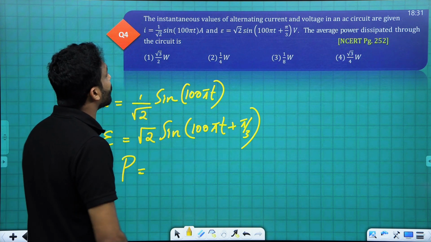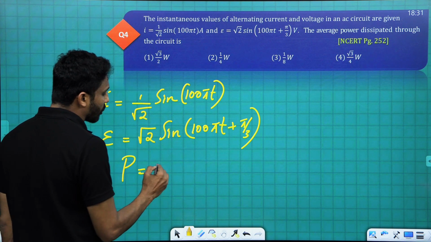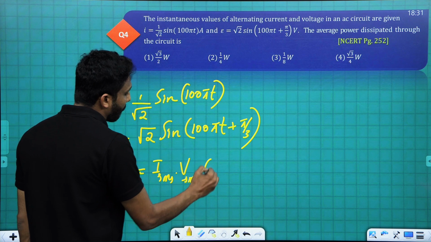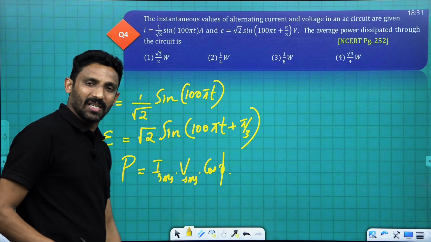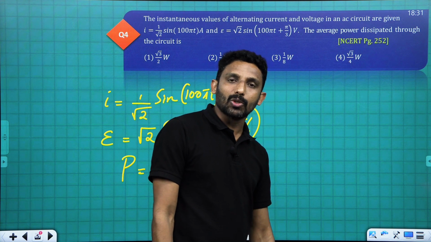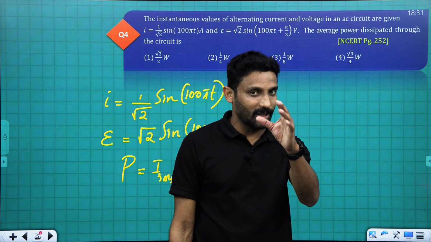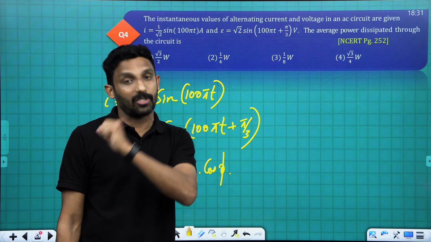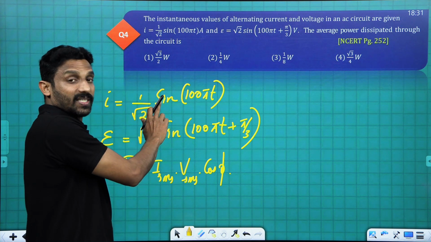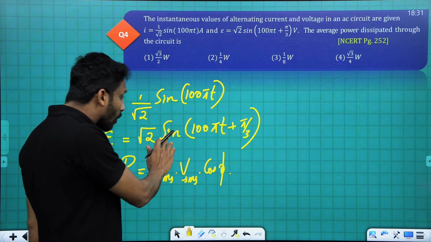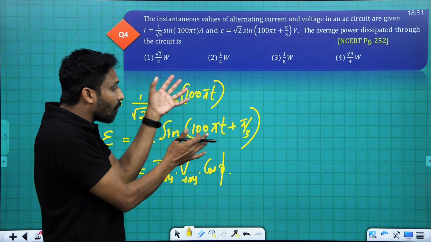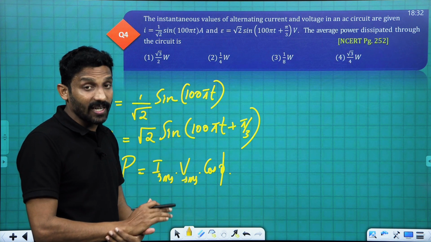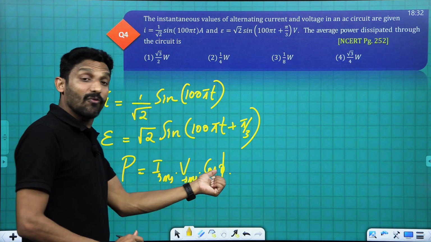The power dissipated is equal to what? IRMS into VRMS into cos phi. This is the power dissipation through the circuit. Clear? What about this phi? Phi is the phase difference between the voltage and the current. Here, current is given in sine argument and voltage also in sine argument, and the phase difference of these two is pi by 3. That is the phi value. Pi by 3 radian means 60 degree angle.